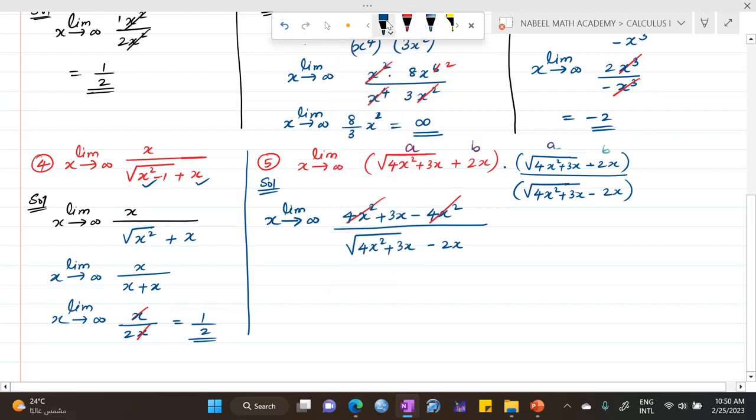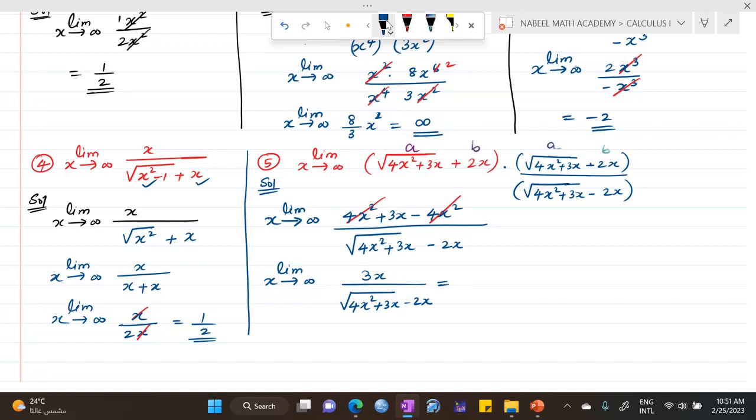Now this is a simplified answer you have. Limit x approaches plus infinity, 3x over square root of 4x² + 3x − 2x. So what happened here? I will take the highest power in the numerator: limit x approaches plus infinity, 3x over, what is the first part? Because of the minus, I have to take the common factor of this one and this one. So here it is root 4x² for the first term. For the second term, it is minus 2x.